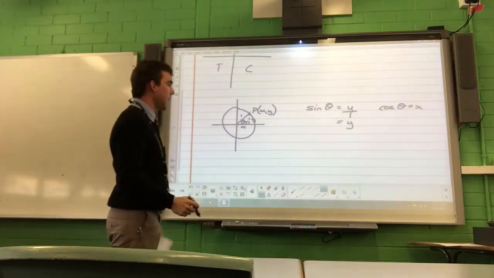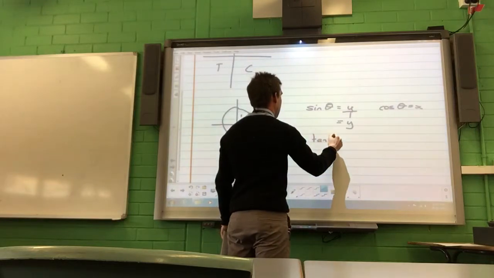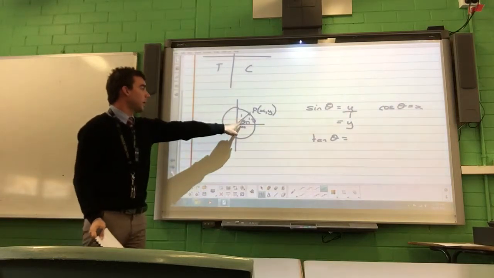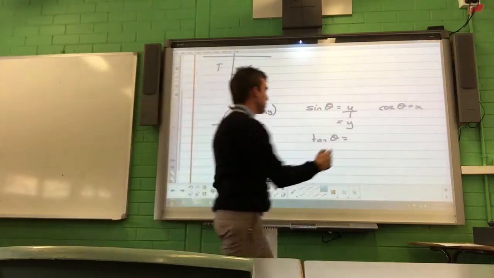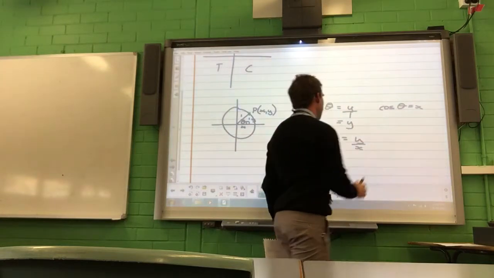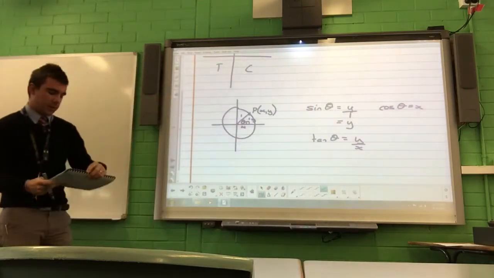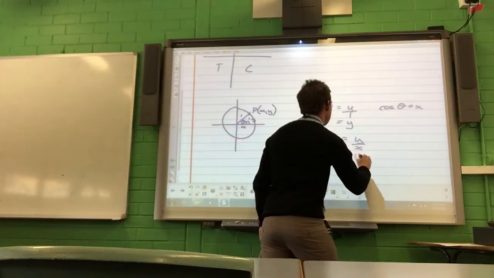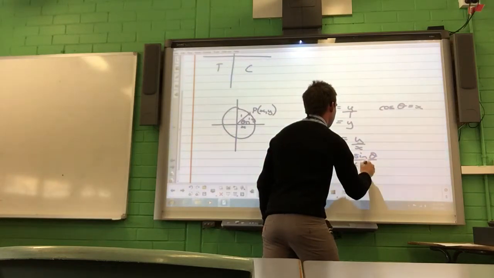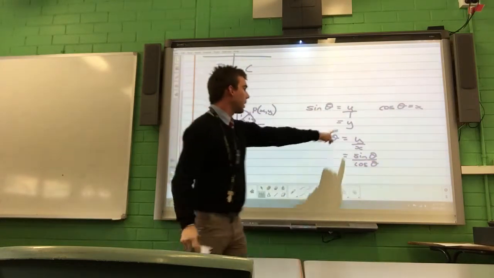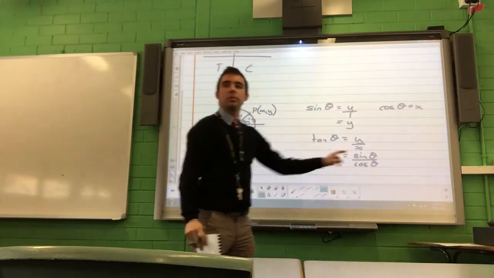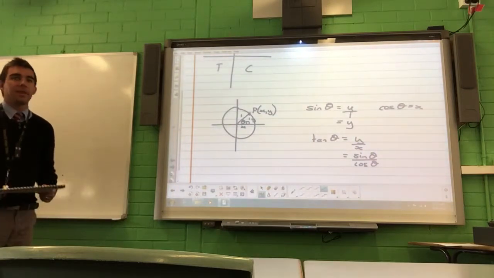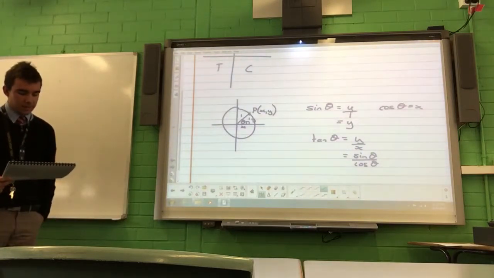And the ratio of tan of theta equals the opposite over the adjacent. With respect to theta, the opposite is y and the adjacent is x. So y over x is that ratio from that diagram, which equals sine of theta over cos of theta. Sine of theta is y, cos of theta is x, so we replace x and y in that fraction, and we have our first identity. Tan of theta is equal to sine of theta over cos of theta.